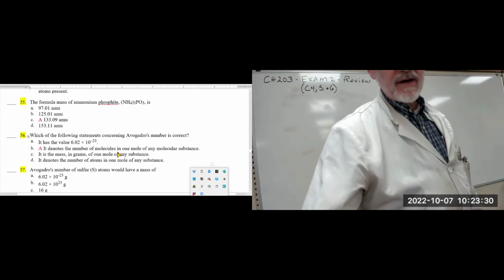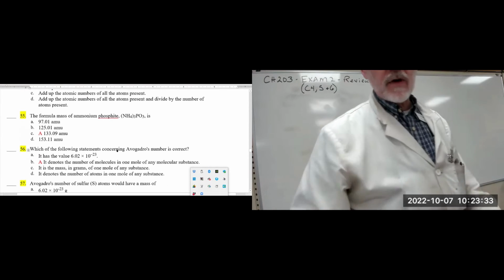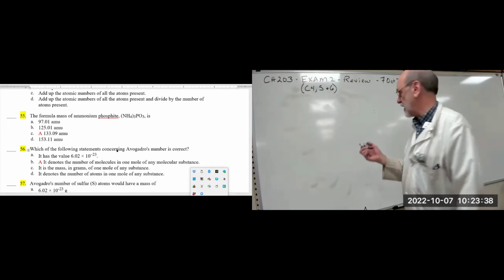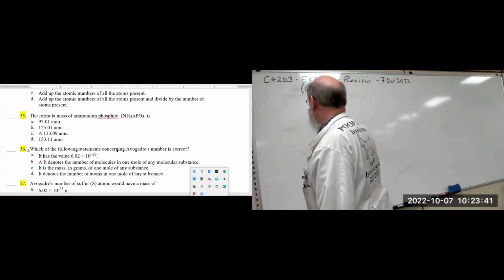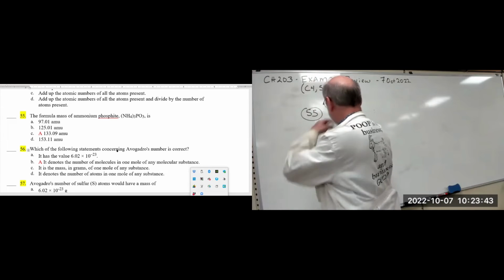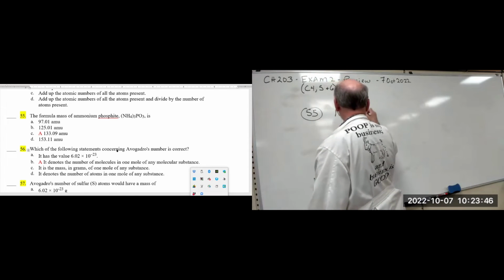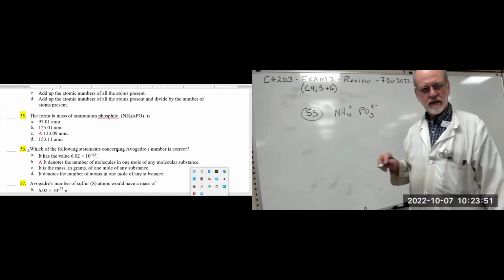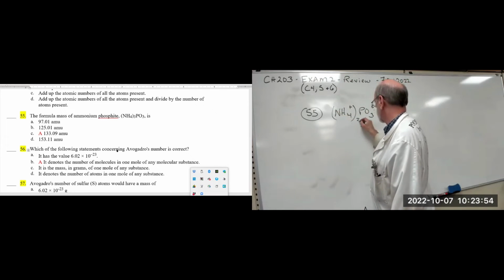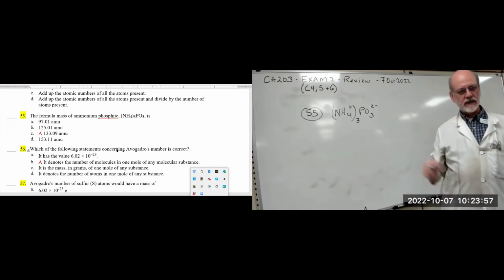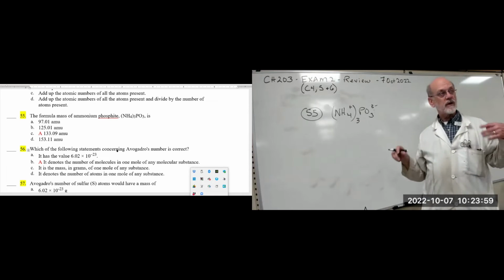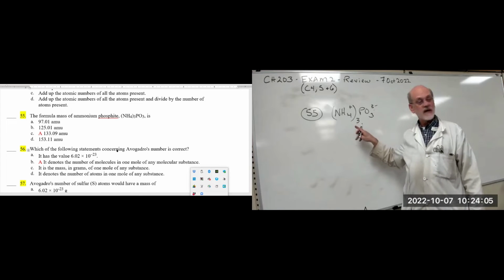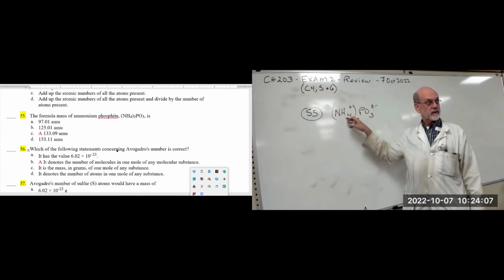55. Oops, let me go back. There we go. The formula mass of ammonium phosphite. And we give you the formula there. That's nice. Ammonium phosphite. Right? So that means we need 3 of these. So they did it correctly. That's the correct formula. Okay, so the formula mass for this would be, notice that when you have a subscript outside of parentheses, it propagates through the entire group.